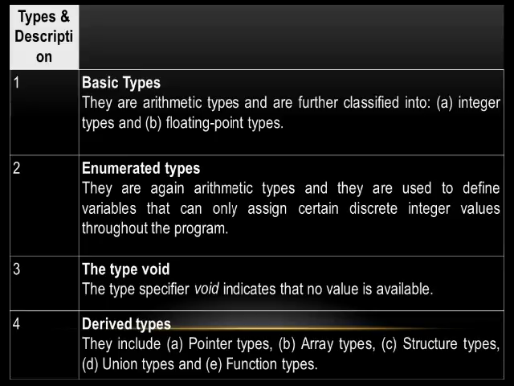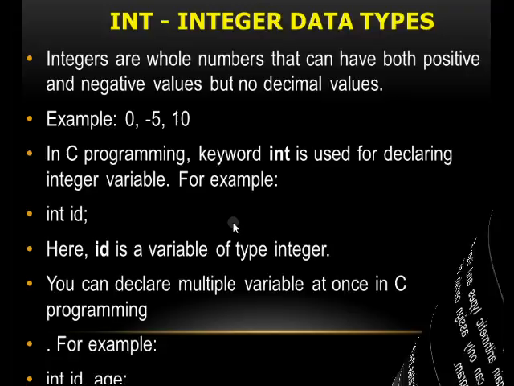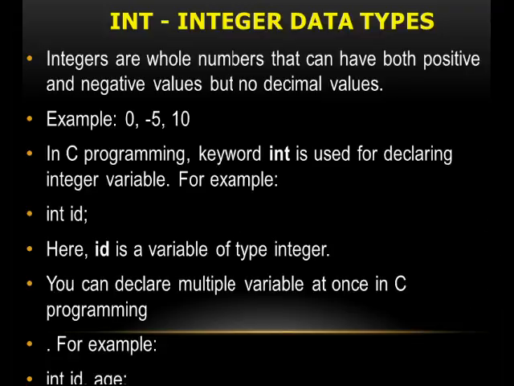Next is type void. The type void indicates that no value is available. Next, derived types are classified into 5: pointer types, array types, structure types, union types, and function types. So here let's go in detail with the different types of data types.